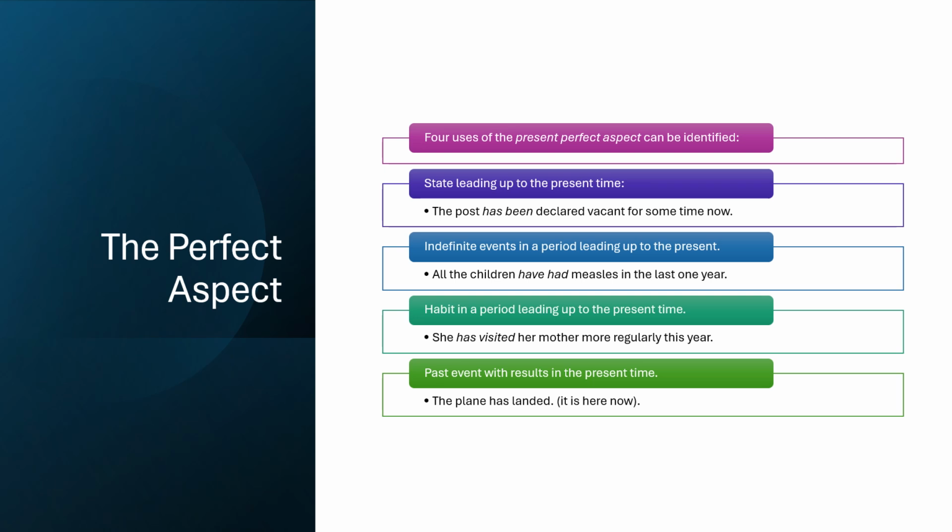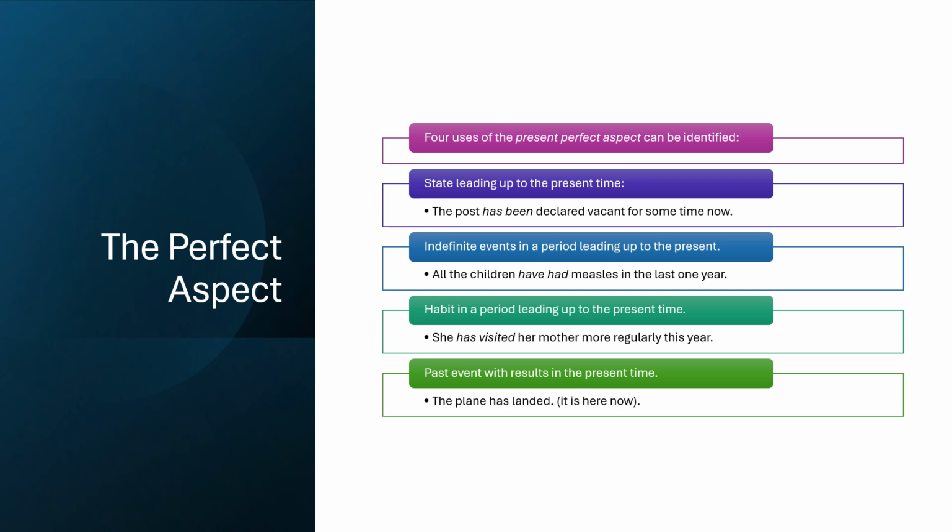So it was declared, just like we gave some examples before. It was declared in the past, but it has not been filled. So that's what is progressive about it. That means that the post is still vacant. Then definite events in a period leading up to the present.